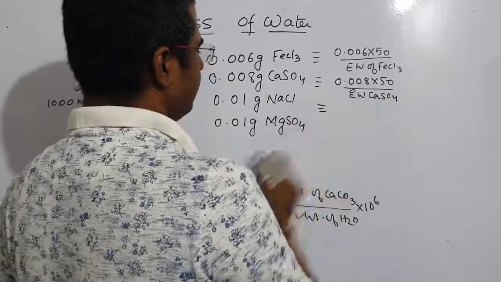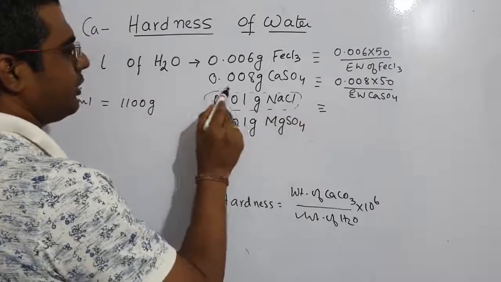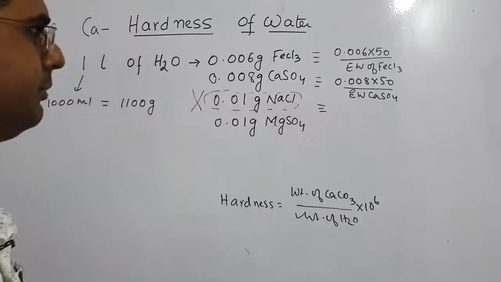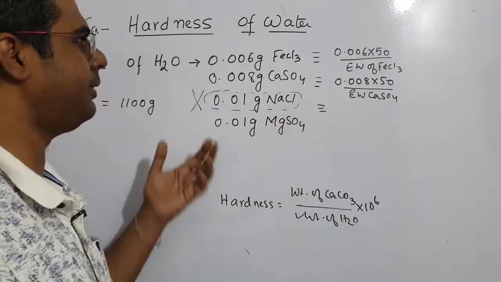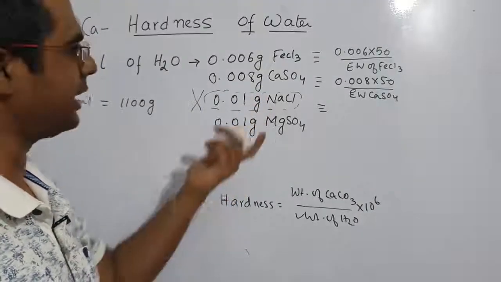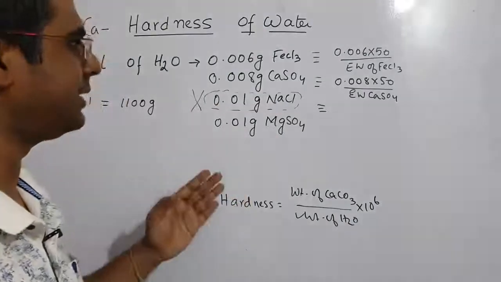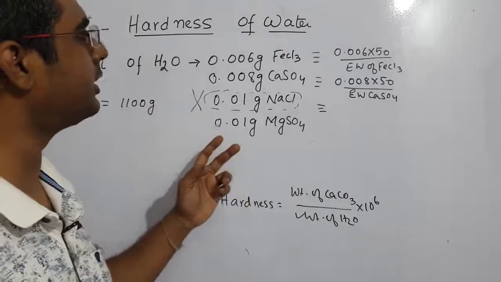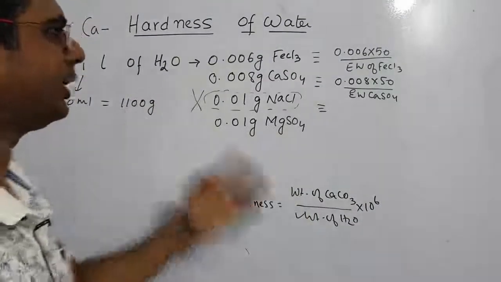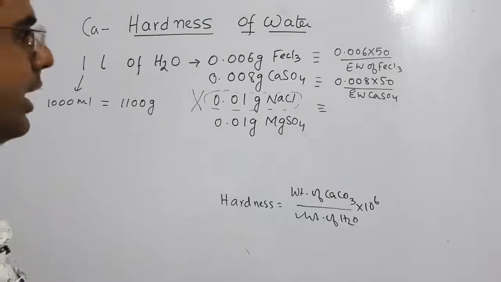What about this one? This one is a nice one. See, this is a sodium salt. This doesn't cause any hardness, so you need not consider that. Here is the catch in this problem. If I give this problem in an examination, most of the students are likely to make a mistake in this one. They will consider NaCl also, because they will forget the basics of hardness and just concentrate on the calculation part. So don't do this. Don't forget the basics. Sodium salts don't contribute to the hardness of water.